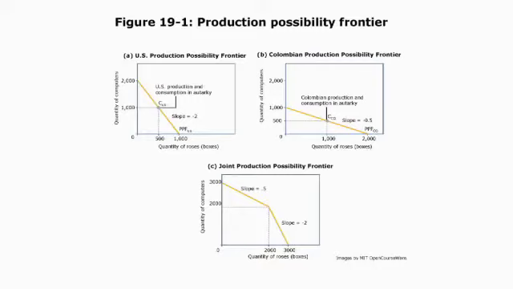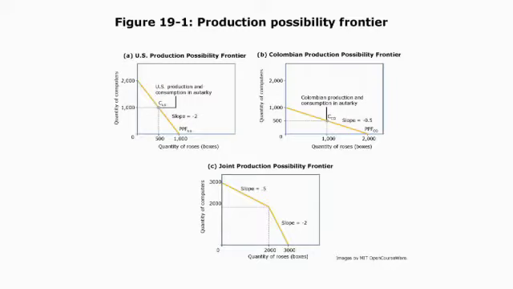Colombia has a production possibility frontier illustrated in the second panel. They could produce 1,000 computers and no roses, or 2,000 boxes of roses and no computers. That is, Colombia has a comparative advantage in roses, meaning that their production possibility frontier is a lot flatter than ours is. We have a comparative advantage in computers, meaning our production possibility frontier is a lot steeper than Colombia's. Ignore panel C for the moment.